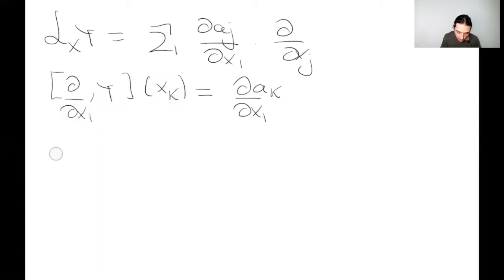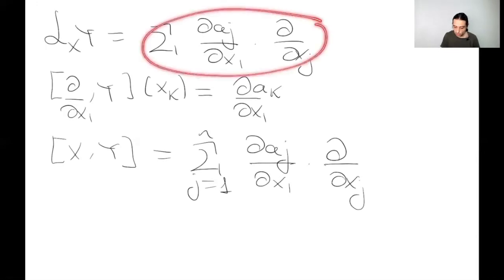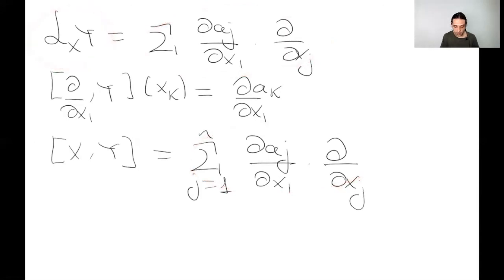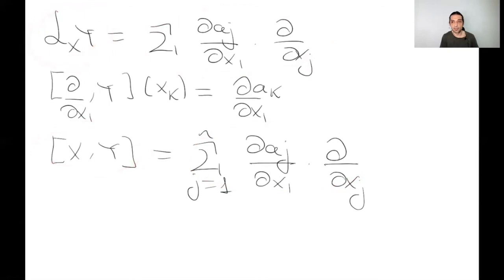And as a consequence, the Lie bracket of x and y is going to be the sum from j equal 1 to n of the derivative of a sub j with respect to x1 times the corresponding partial derivative. But then it's clear that these two expressions are equal, so the Lie bracket of x and y is equal to the Lie derivative of y by x.